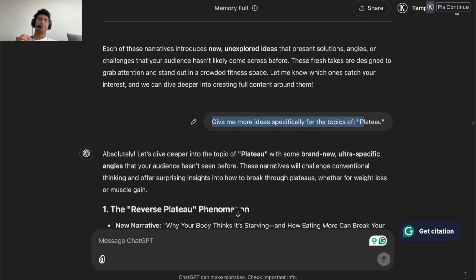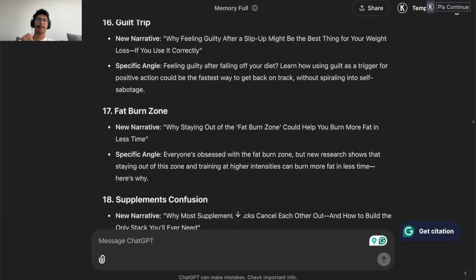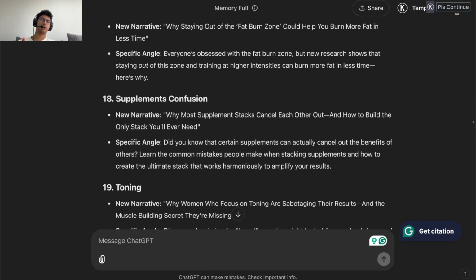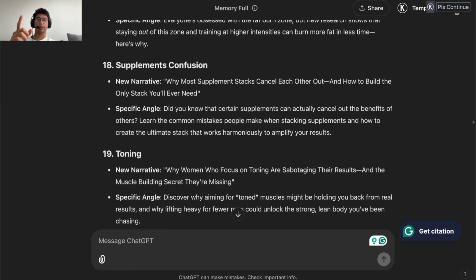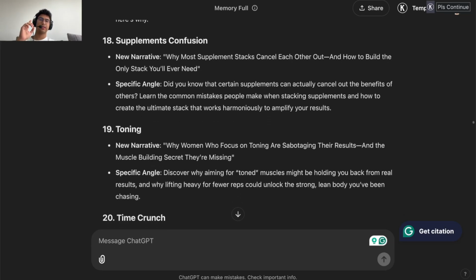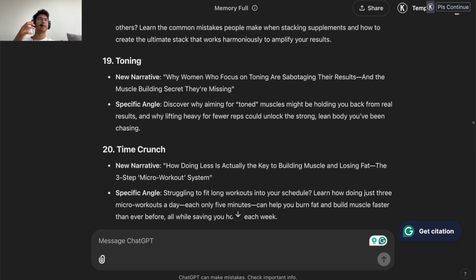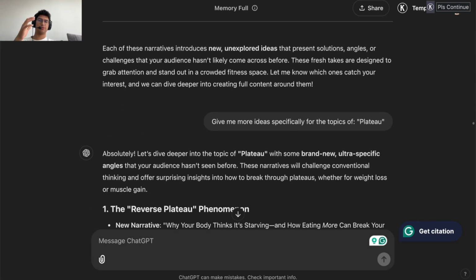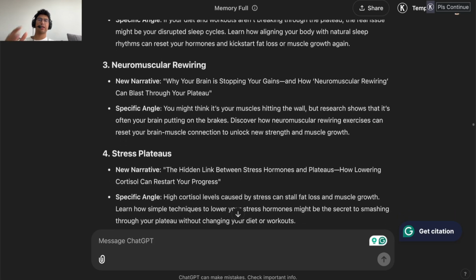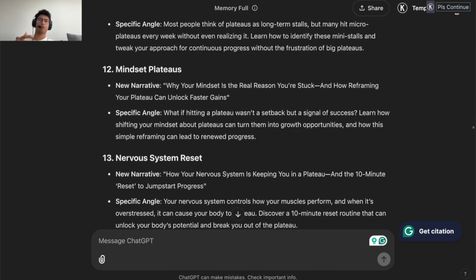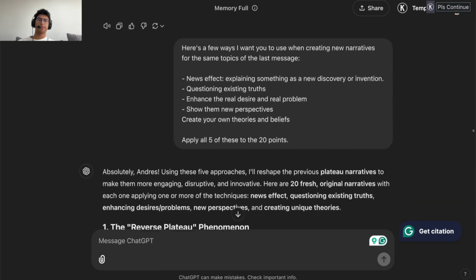And so if you like one topic, because you need to understand that even though there's a lot of topics right here, you must choose one that you believe is the most common problem that they have, or basically the angle that people would really be interested in. And so you say, like, okay, give me more ideas for this topic. And it's gonna give you more ideas, more ideas.